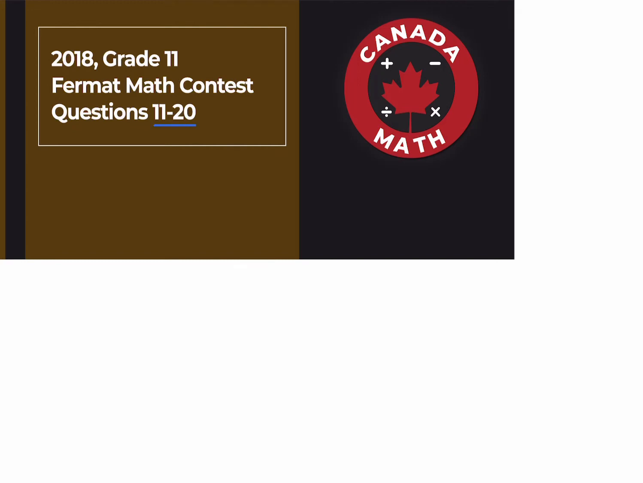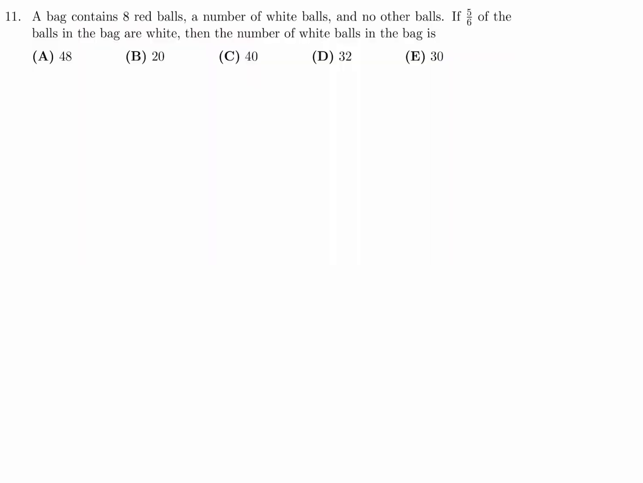Questions 11 through 20 on the 2018 Grade 11 Fermat Math Contest. A bag contains 8 red, a number of white balls, and no other balls. If 5 over 6 of the balls in the bag are white, then the number of white balls in the bag is... So I have 8 red balls and a certain number of white balls. So 5 over 6 represents the fraction of white balls.